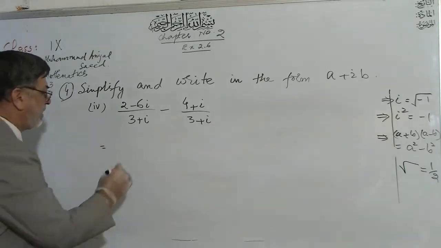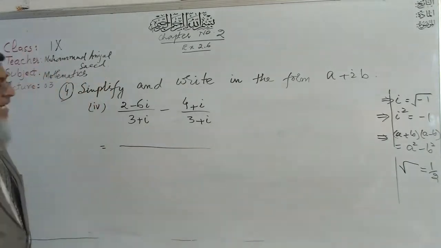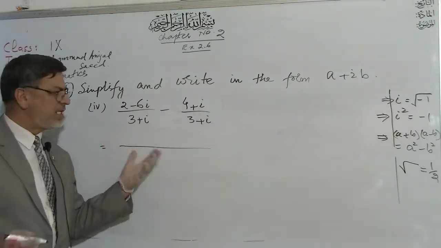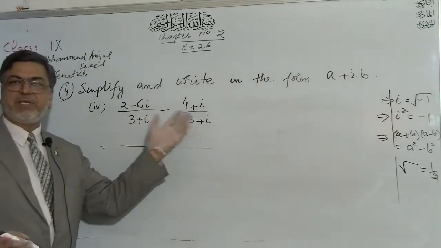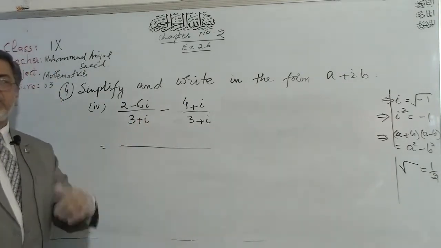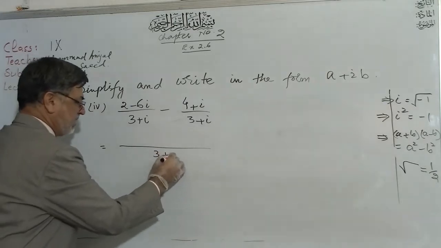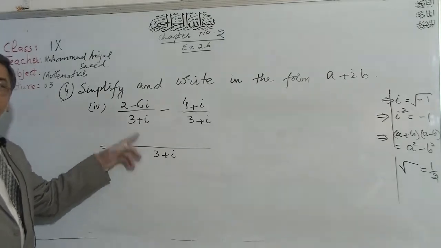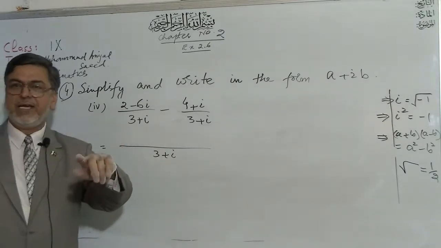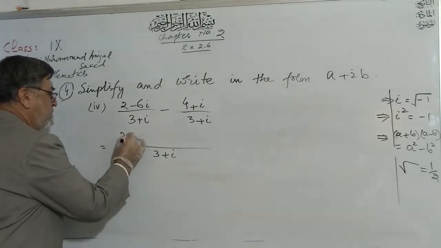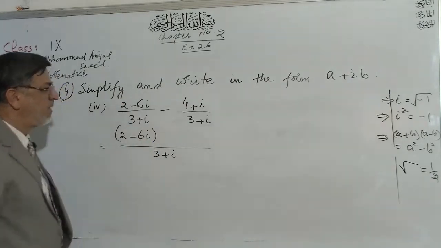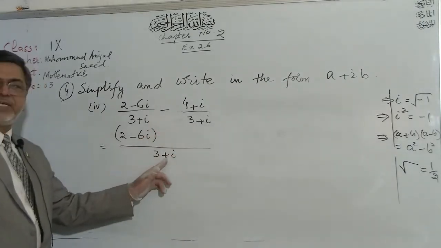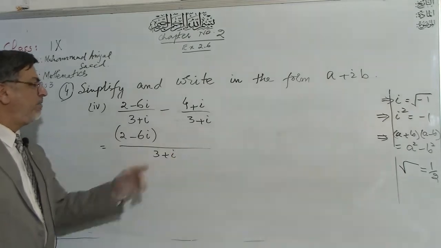First of all, you take the LCM. 3 plus iota, 3 plus iota, they are the same. Very easily you understand that if they are the same numbers in the denominator, any one will be the LCM. So 3 plus iota is the LCM. Divide this by the denominator, 3 plus iota divided by 3 plus iota, you get 1, and 1 is multiplied above 2 minus 6 iota.